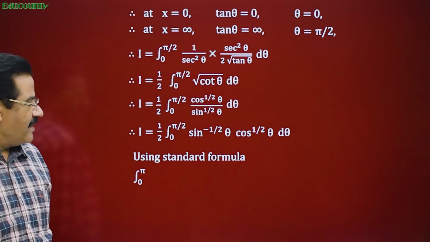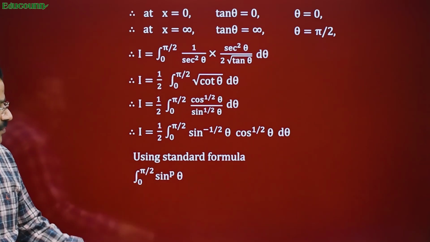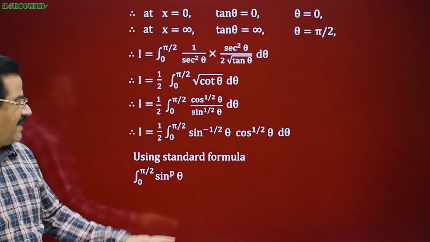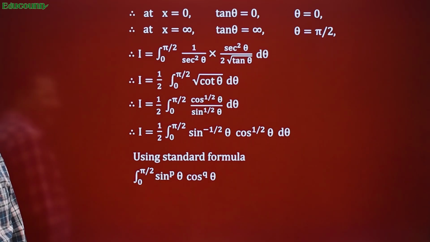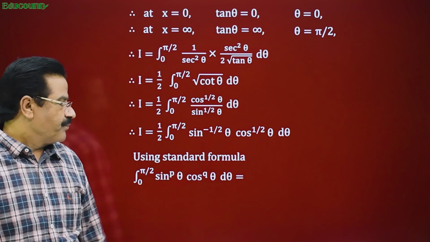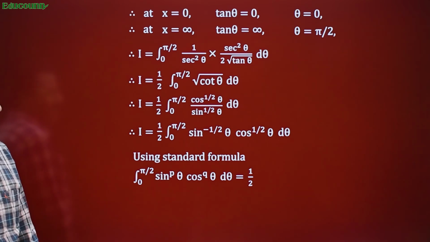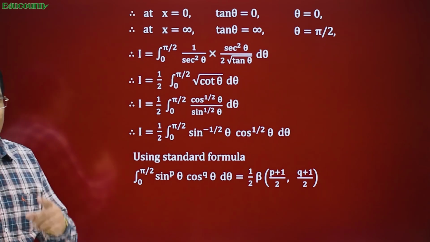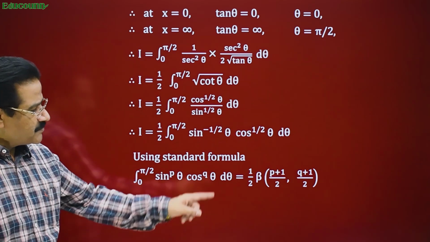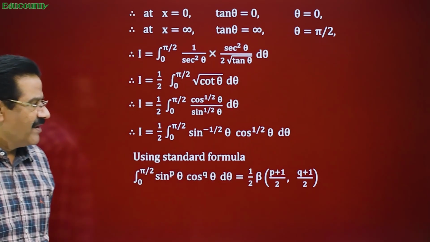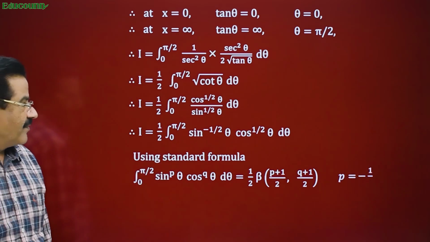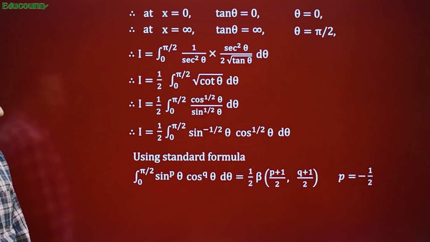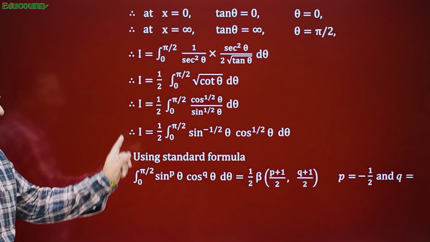So using the standard formula, the integral from 0 to pi by 2 of sine raised to p theta multiplied by cos raised to q theta d theta is equal to 1 upon 2 times beta of (p plus 1) by 2 comma (q plus 1) by 2. Let us put the value of p as minus half and q equal to half. So let us do the substitution in this particular example.